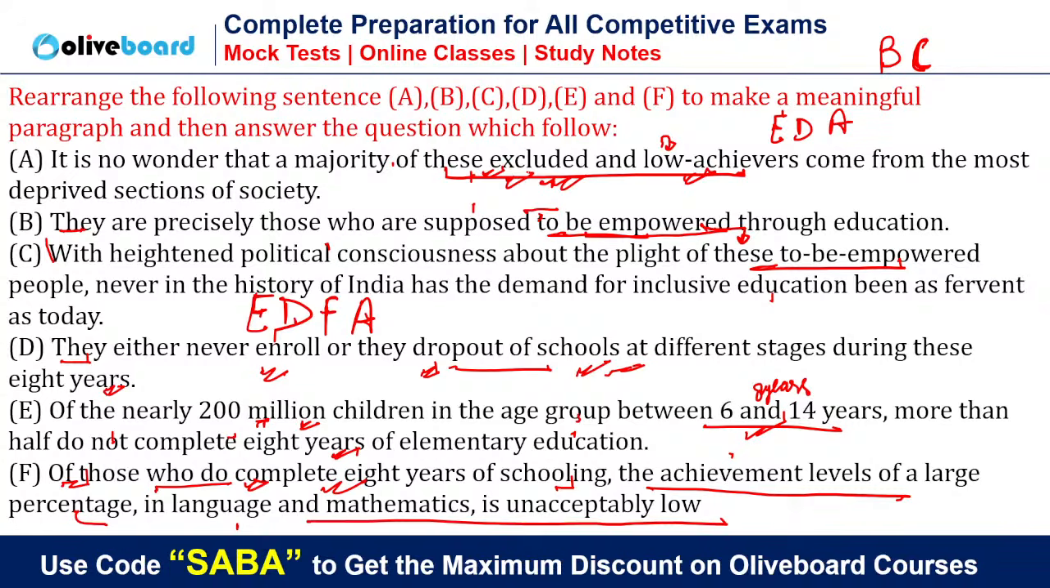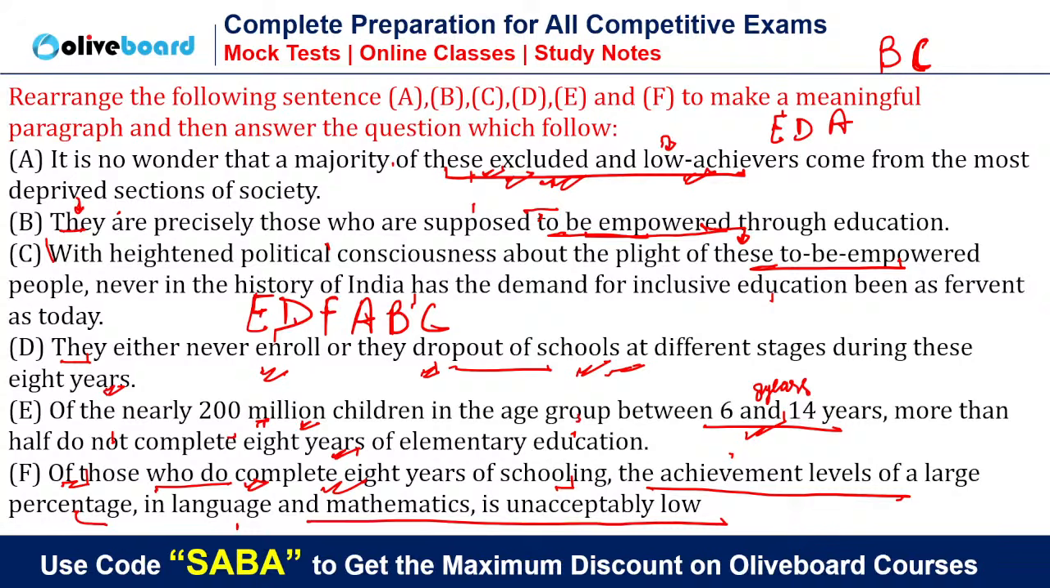Come from the most deprived sections of the society. Then we will say BC will come. So they are precisely those, meaning these low achievers who are supposed to be empowered. Yes. So EDFABC will come. Yes or no? EDFABC.